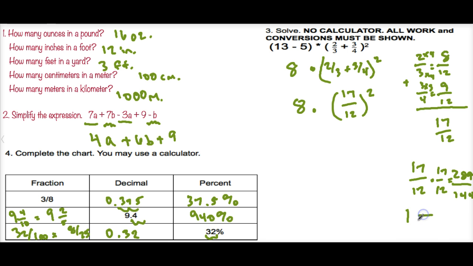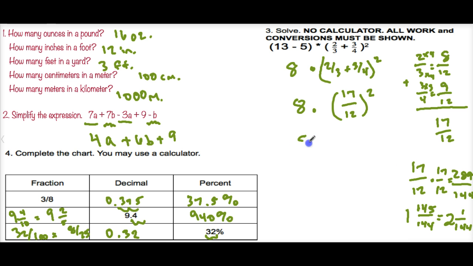And I need to subtract to find out what's left. So 289 minus 144 is 145. So I didn't divide enough. So that means I need to simplify again. 144 goes into 145 one more time, so it's going to be a total of 2 and 1/144.